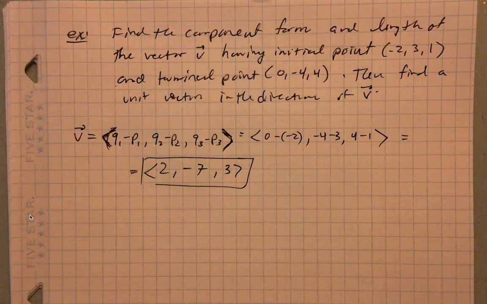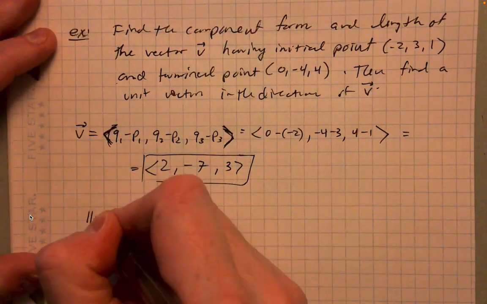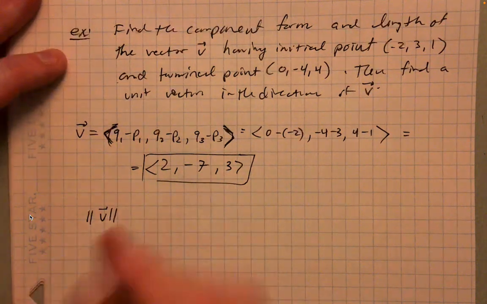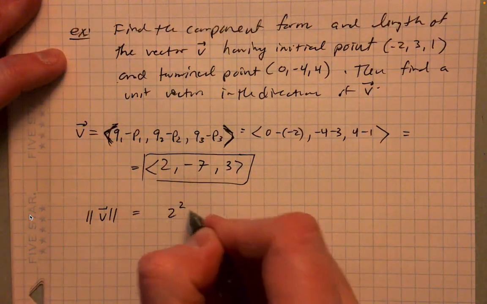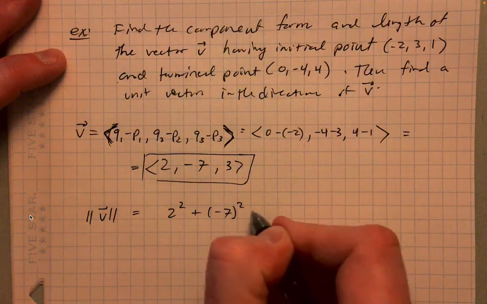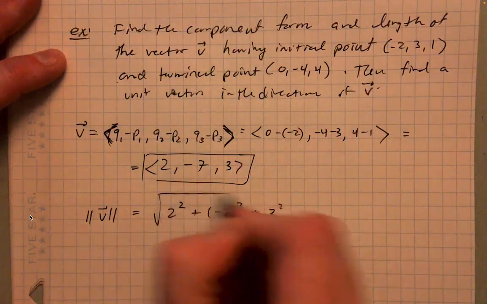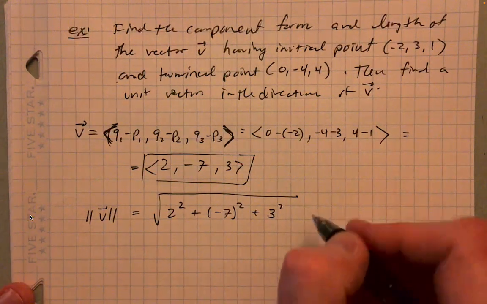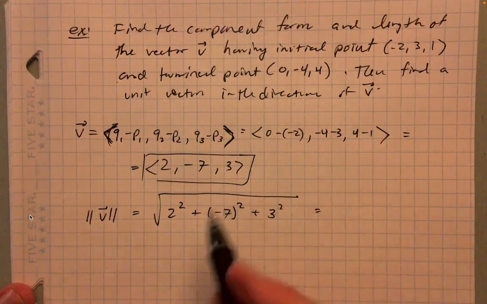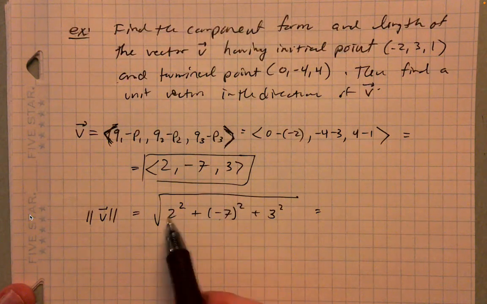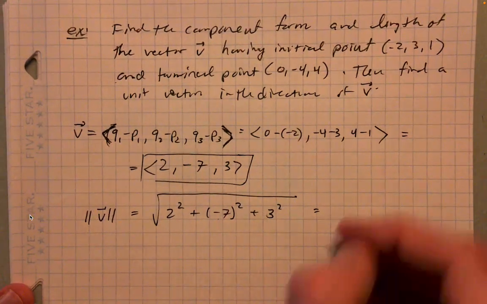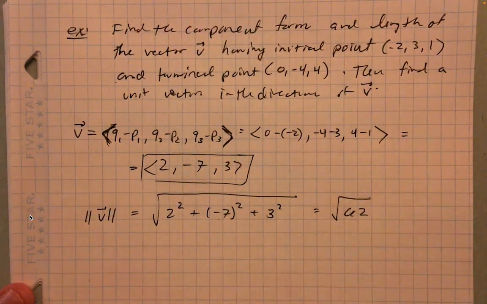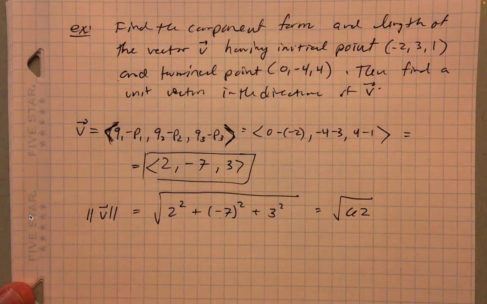Now we want to find the length of v, so the norm of v. And that's going to be the square root of 2 squared plus -7 squared plus 3 squared. Right? Just squaring each of the components, adding them all together, taking the square root. And this is going to be 4 plus 49 plus 9, so you should get 62. Okay.